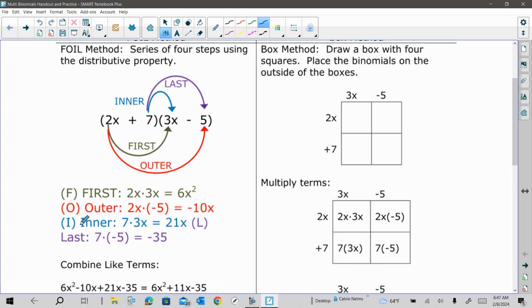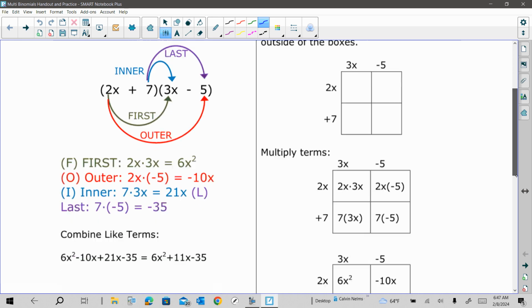Then we're going to do the inner terms. That's the two inside next to each other here. That's the 7 times the 3x, and that gave us 21x. And the last terms, that's the last term in the first set of parentheses and the last term in the second. So 7 times a negative 5 gave us a negative 35.